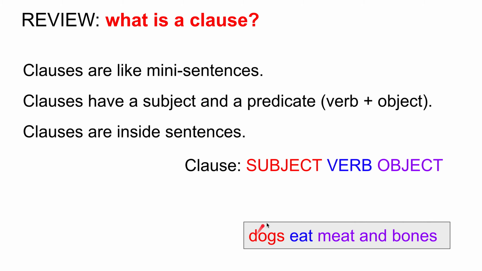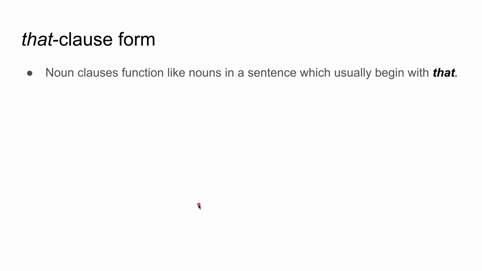For example, dogs eat meat and bones. The subject is dogs, the verb is eat, and the object or objects are meat and bones. This is a clause right here. It's a complete second idea, but as you can see, it doesn't have a period and it doesn't have a capital D because it's not a sentence, it's a clause. So, let's talk now about that clauses and their form.